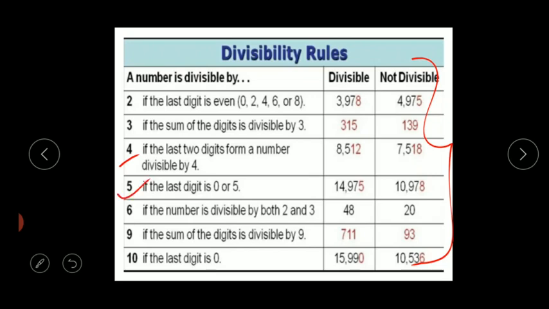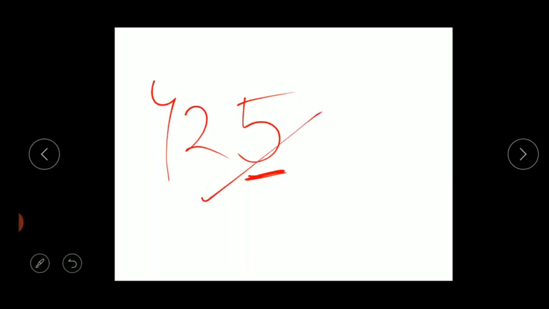Let's proceed to number 5. If your divisor is 5, the rule says that the last digit must be 0 or 5. Only then is the number divisible by 5. If the last digit is not 0 or 5, the number is not divisible by 5. Let's check the example 425. The last digit you can see here is 5. So yes, it is divisible by 5.